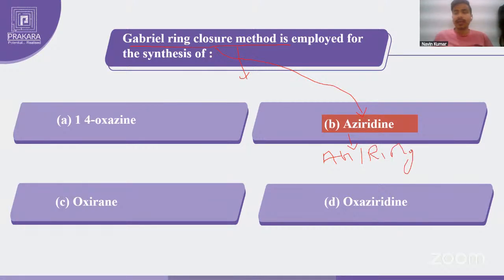Or you can say "AG, bring me a ring". So A means aniline, G for Gabriel's, and ring for the ring closure method. You can remember this method also. You can directly remember that Gabriel ring closure is directly associated with aniline. AG ring. Second, you can remember AG ring: A for aniline and G ring means Gabriel ring method. So the Gabriel ring closure method is used for the synthesis of aniline.